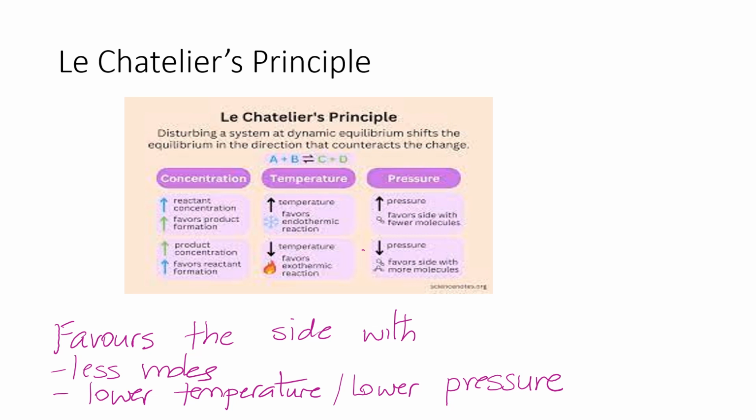Le Chatelier's principle is something that happens in a dynamic equilibrium situation where it counteracts the change. So if you go to a side that has fewer moles, at low temperature or high pressure, it will favor that side to make sure both sides are equal. So for example, if I have 2A plus 3B and then I have 2C plus 1D, then this side I've got 5 moles in comparison to this side, so it will favor the forward reaction in comparison to the backwards in order to counteract the change.